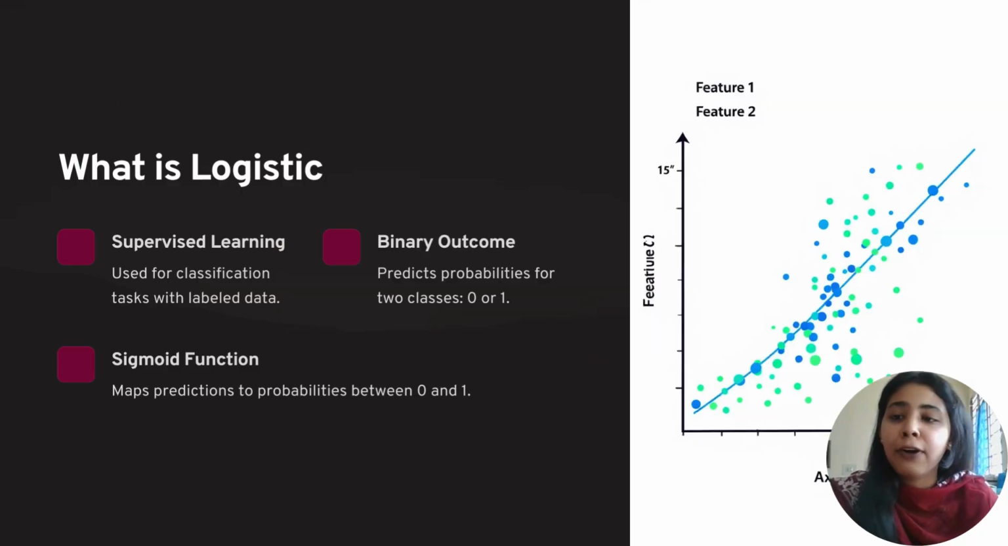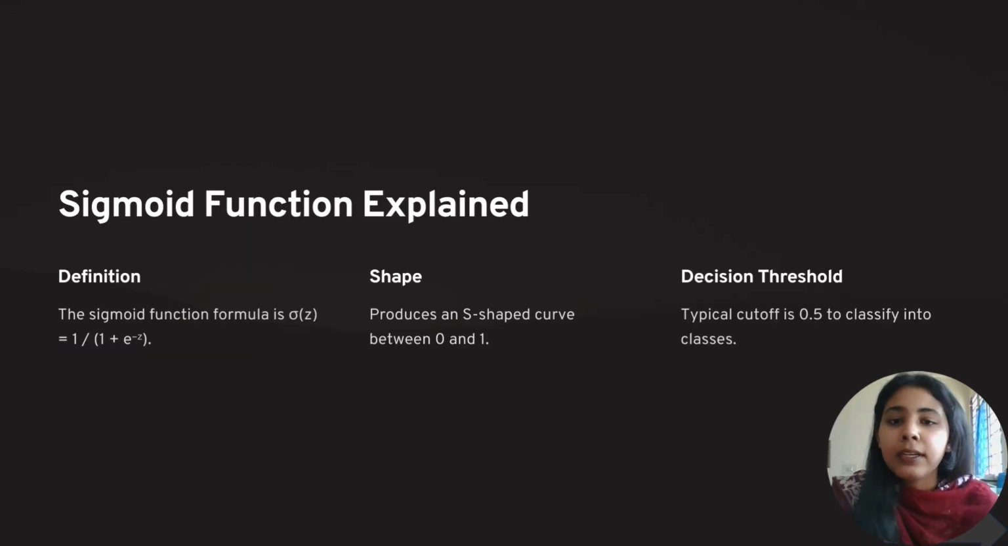At the heart of logistic regression is the sigmoid function, which maps any input value to a probability between 0 and 1. This is the definition of the sigmoid function. We can represent the formula as sigma of z equals 1 divided by 1 plus e to the power minus z. The shape it produces is an S-shaped curve between 0 and 1.